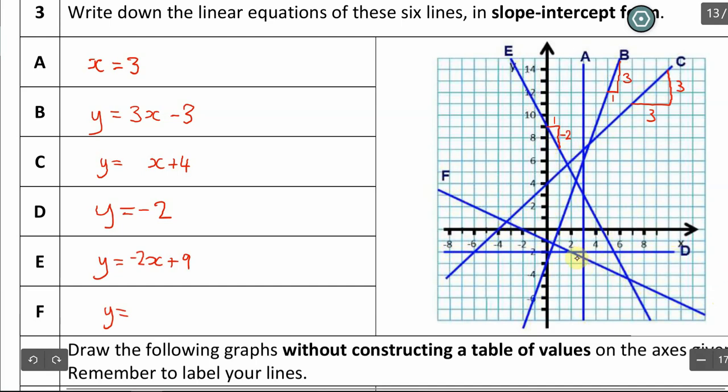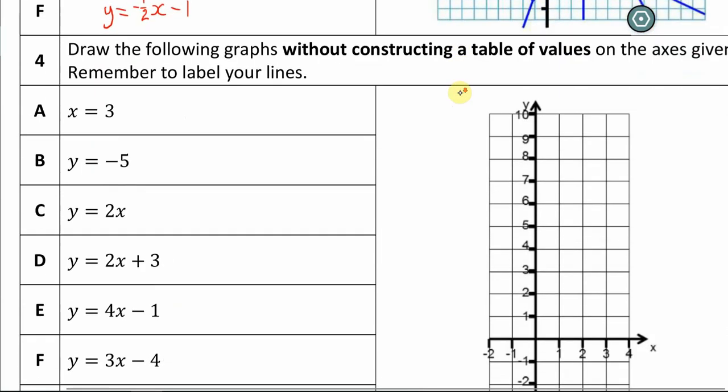Let's start with its y-intercept. It goes through the y-axis at -1. So it's going to be y equals something x minus 1. Now let's find its gradient. So I'm going to choose here, going across 2, so a run of 2 and a rise of -1. So rise divided by run, -1 divided by 2 is negative 1 over 2. Or we could have put negative 0.5. So that's the equation of those lines.